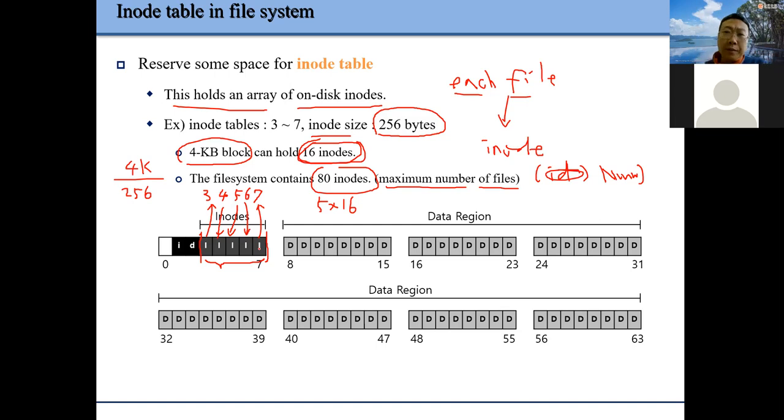It's not clear, I know, because at this moment we still haven't talked about what is inside. But basically, for each file we need to contain some metadata. For example, where my data is stored, because the data will be stored in the data region. If I give you a file, we need to know where the data is stored, then I can find my data and so on. Of course, we also have other information we will talk about later.